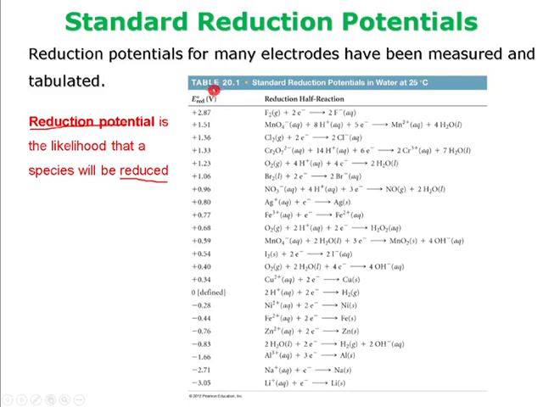The units are volts. They were measured in water at 25 degrees. So you have standard potentials of different reactions. What you should understand is that all these reactions are presented as reduction half reactions. That's why it is called reduction potentials.